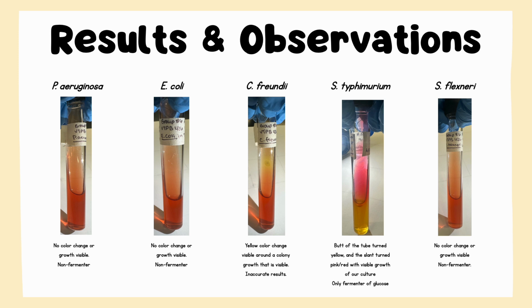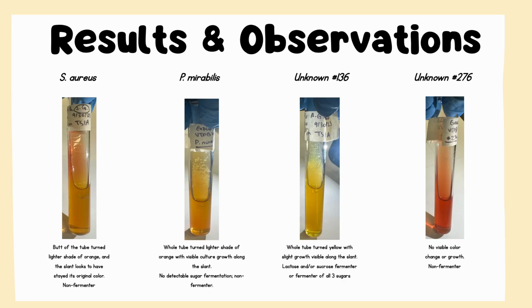For S. flexneri, there was no color change or growth visible, also indicating that it was a non-fermenter of all 3 sugars. For S. auris, the butt of the tube turned a lighter shade of orange, and the slant looks to have stayed its original color. This test was deemed a non-fermenter of all 3 sugars.